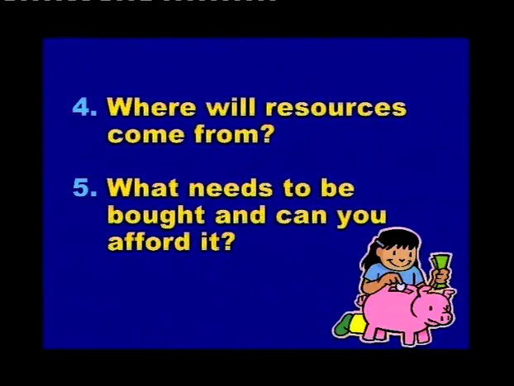If I can have Francis here, Edward, please. The fifth one, fifth factor. What needs to be bought and can you afford it? Good. Now, any resources that you need, especially if it's man-made, you need to have the money. Money to buy. Money is a resource too. You have to have the money to buy whatever you need to use.